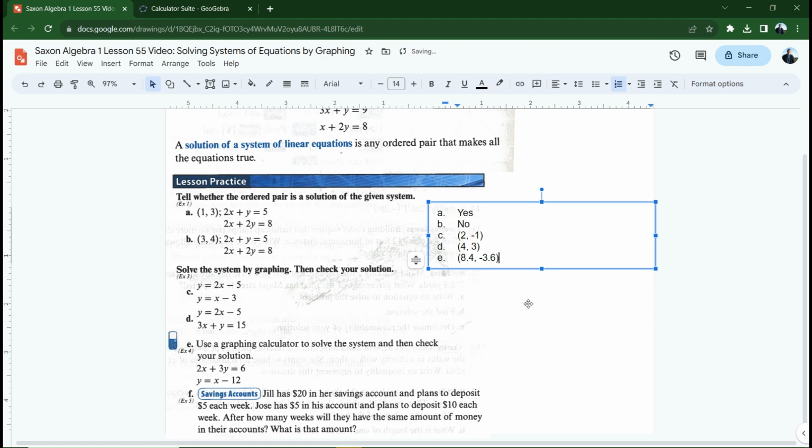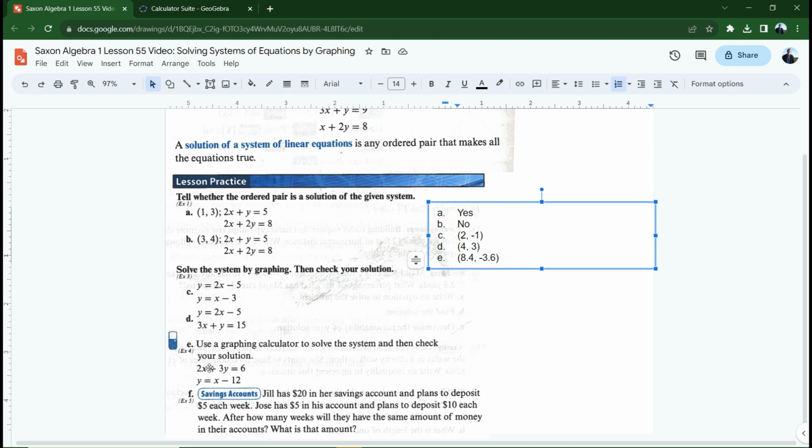Now, if I were to plug that into these equations, it would solve both of them. Let me think about that for a second. Oh, no. Okay, so when I plug this in, I have to make sure I plug in the right thing for x and y, right? X is 8.4. 8.4 minus 12 is negative 3.6. I could plug that into a calculator to double check, but that seems plausible.